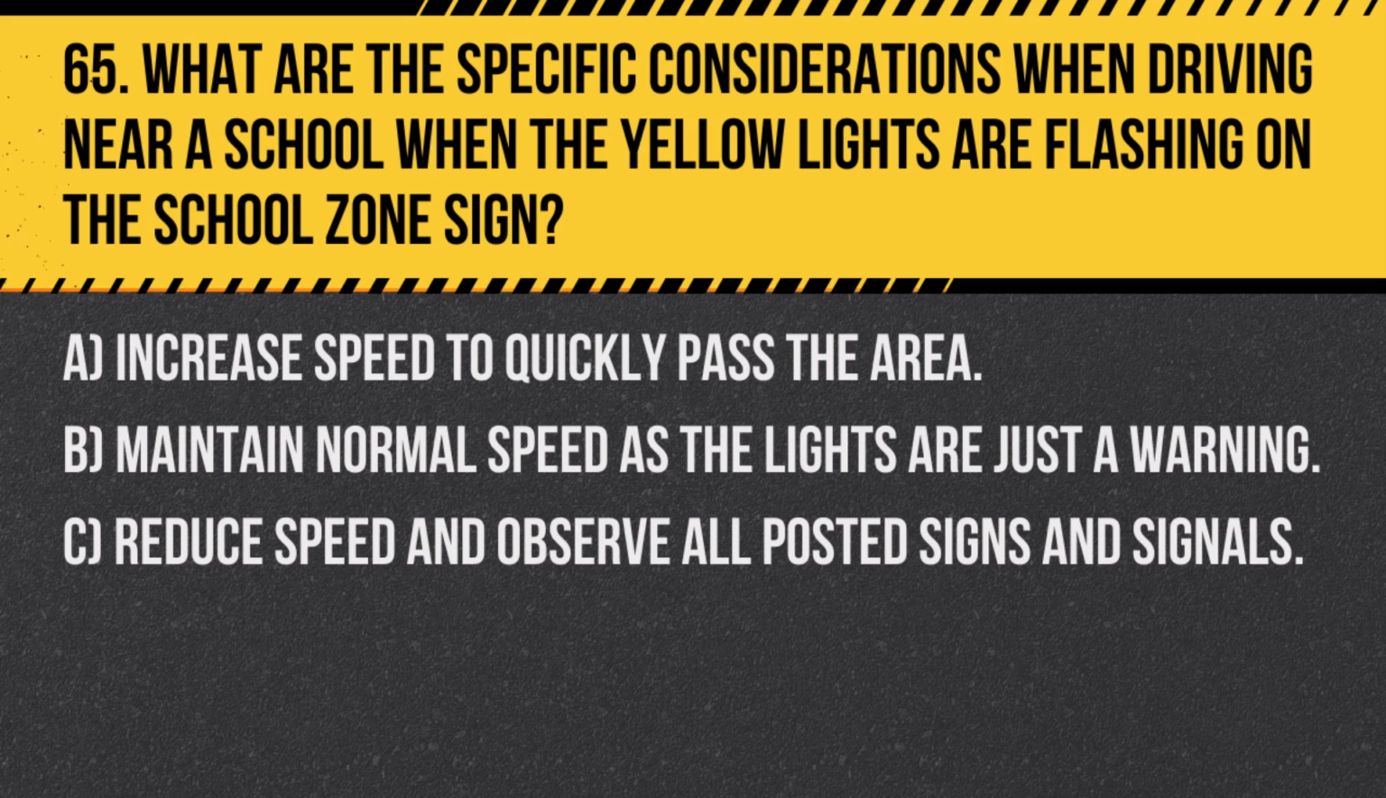Question 65. What are the specific considerations when driving near a school when the yellow lights are flashing on the school zone sign? A. Increase speed to quickly pass the area. B. Maintain normal speed as the lights are just a warning. C. Reduce speed and observe all posted signs and signals.